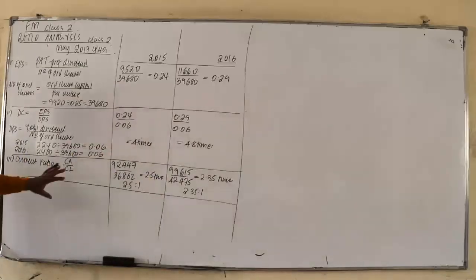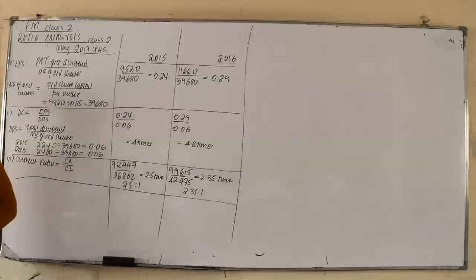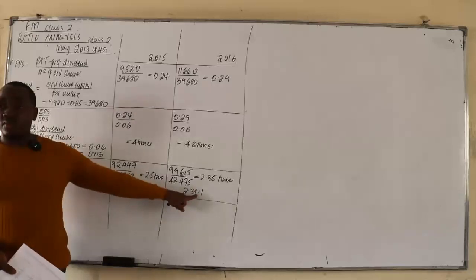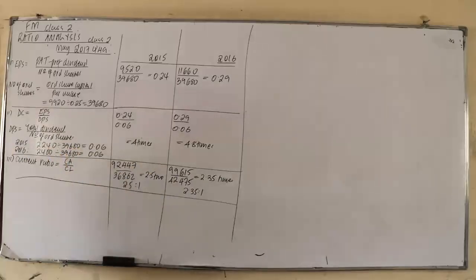So in terms of liquidity, the recommended ratio is 2 times. Now 2015, it was 2.5. So that means the current assets are 2.5 times the current liabilities. In terms of liquidity, the company performance is okay. Also, 2016 is 2.35, which is above 2:1 or 2 times. So in terms of liquidity, the company has been able to maintain its liquidity for the 2 years. Number four.